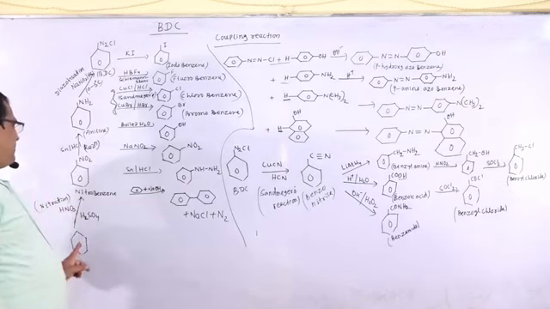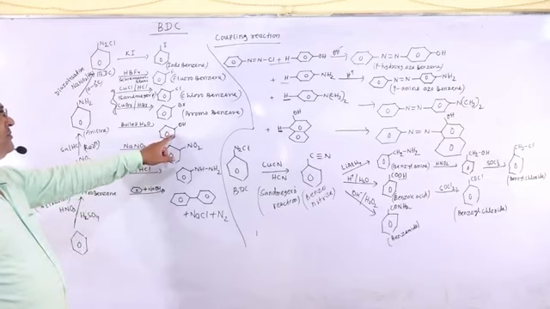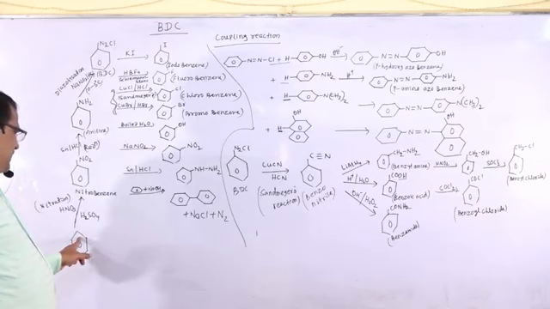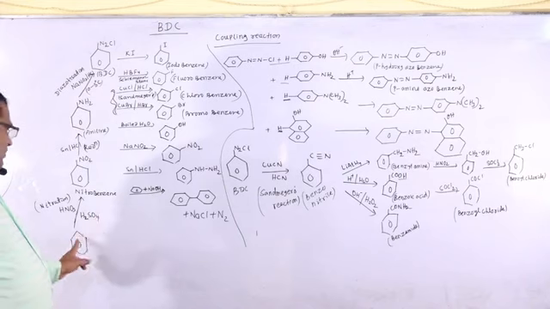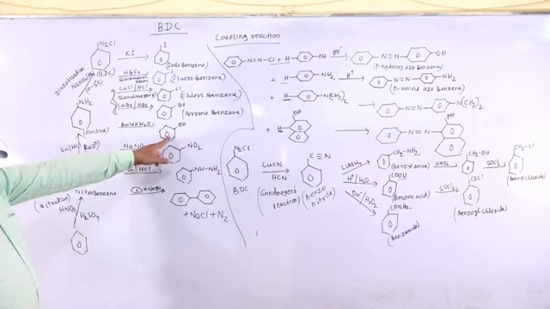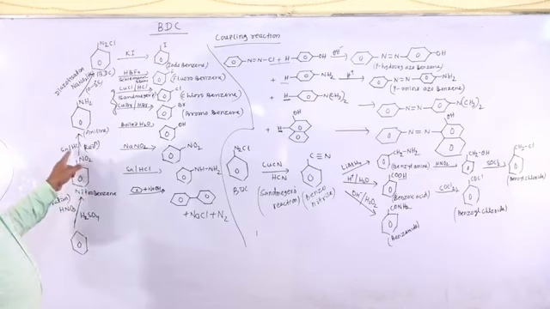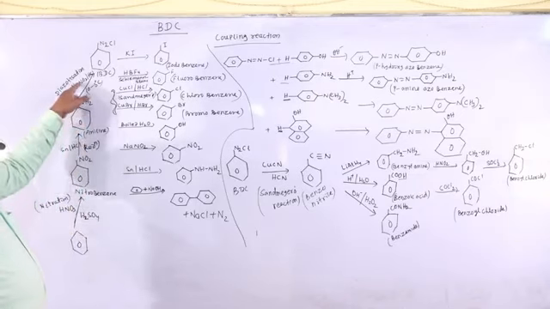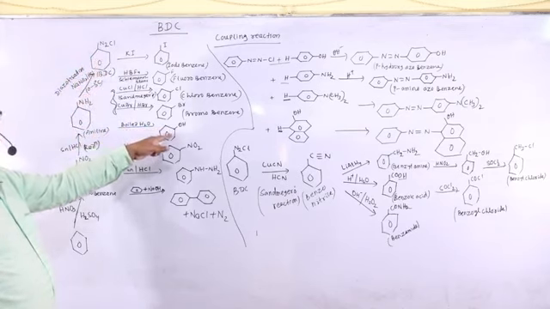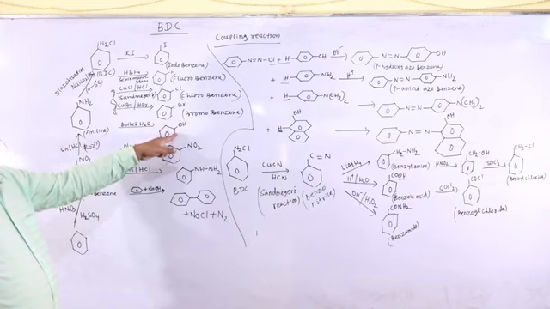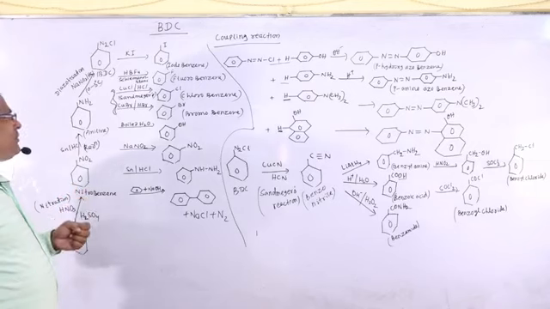If we start from benzene and have to reach phenol, how is it done? Benzene, HNO3 and H2SO4 gives nitrobenzene. Tin and HCl gives aniline. NaNO2 and HCl gives BDC. BDC treated with boiled water forms phenol. So that is one type of conversion.